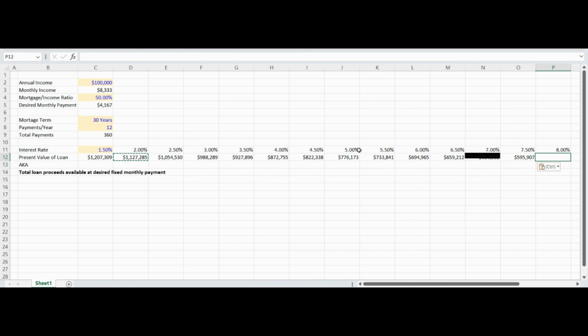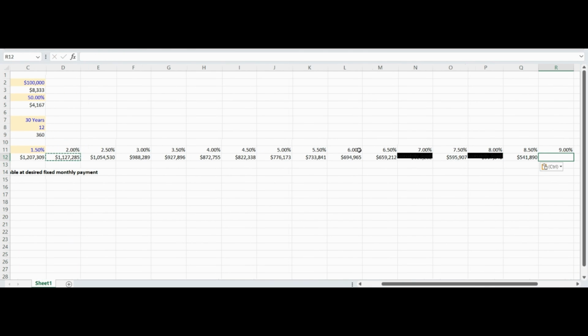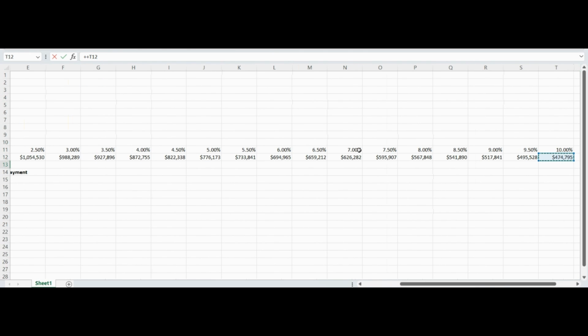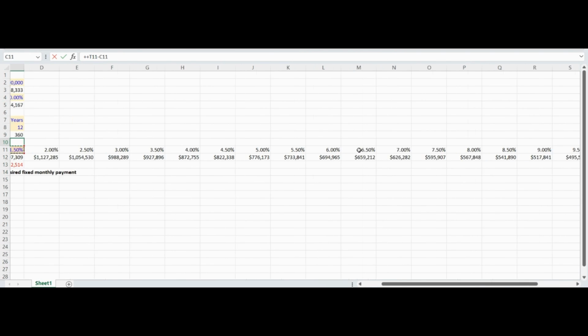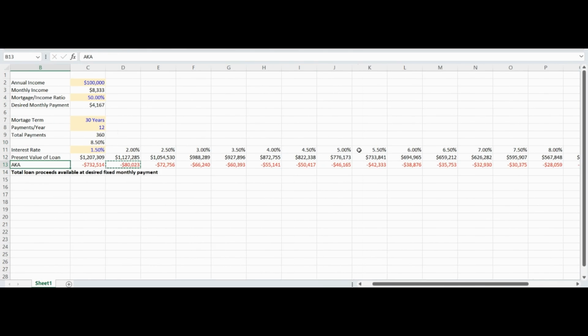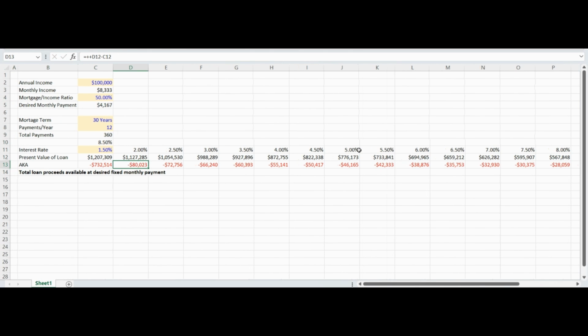Observe how the present value of the loan decreases as the interest rate increases and other assumptions are held constant. Our analysis looked at interest rates from 1.5% to 10%, which is a range of 8.5%. The present value of the loan changes from over $1,200,000 at 1.5% interest to just under $475,000 at 10% interest. This is a range in loan proceeds of over $700,000 over an 8.5% change in interest rates.